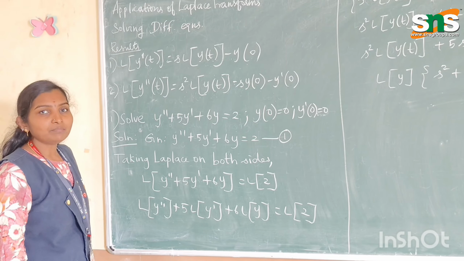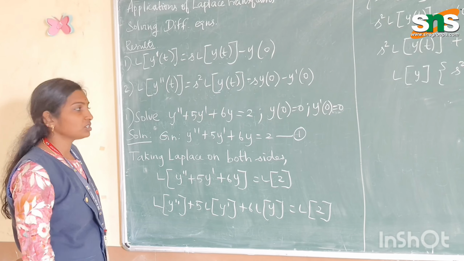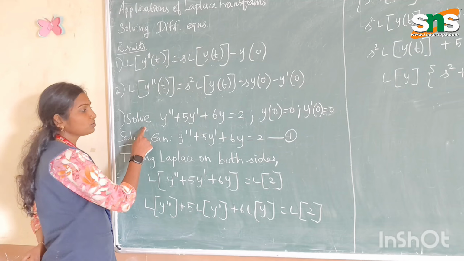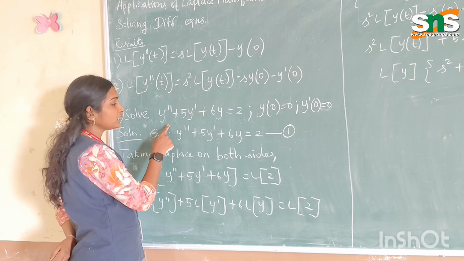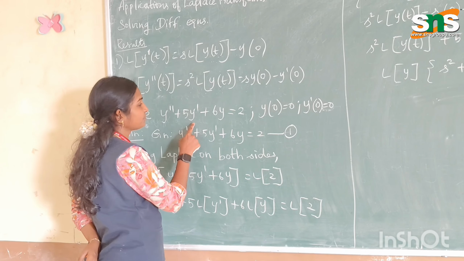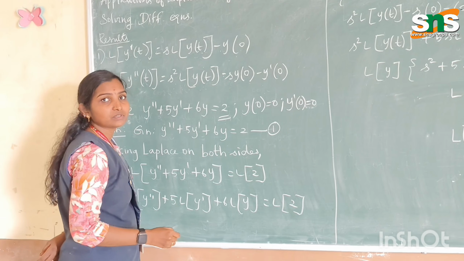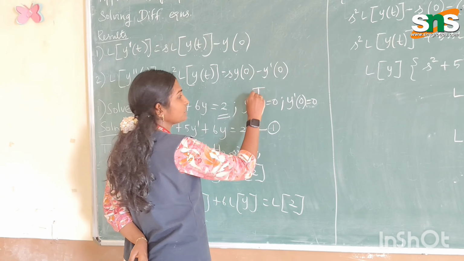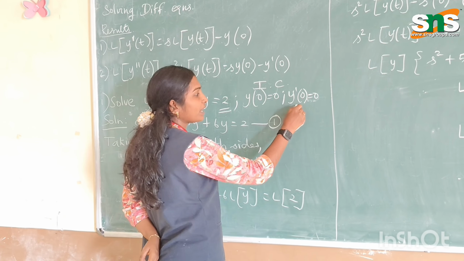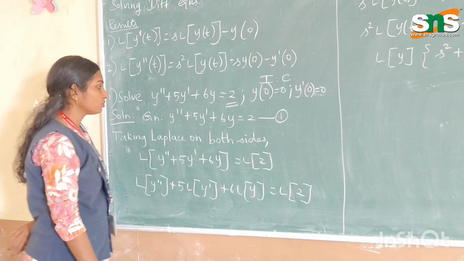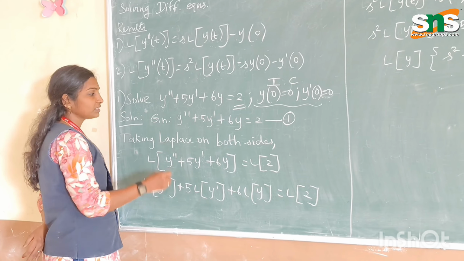Now we will discuss a problem, how we will find the solution for the differential equation. Firstly, we are asked to solve the differential equation. It is a second order ODE, which means y double dash plus 5y dash plus 6y is equal to 2. As you can notice here, your RHS is only one constant, and the initial conditions are also given. It is y of 0 is equal to 0 and y dash of 0 is also equal to 0. So we have to apply these two conditions in the results.